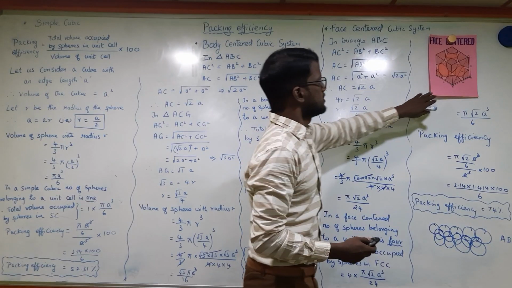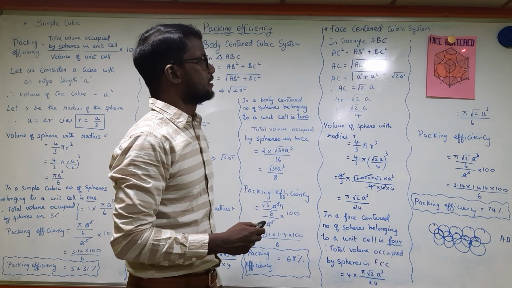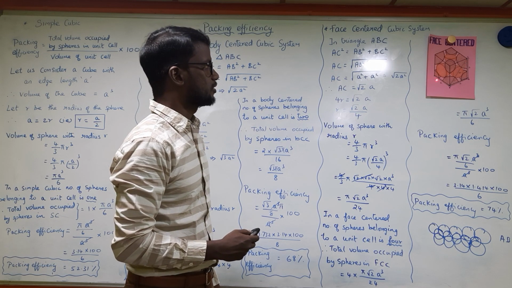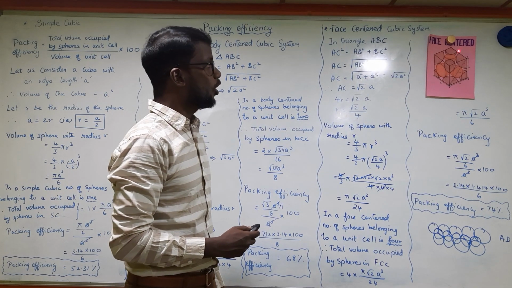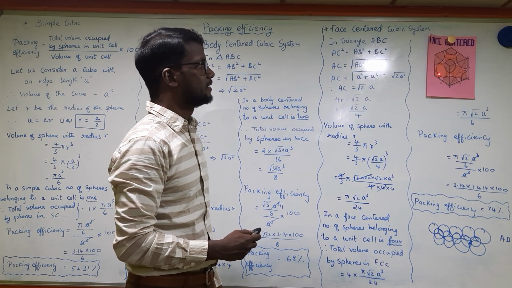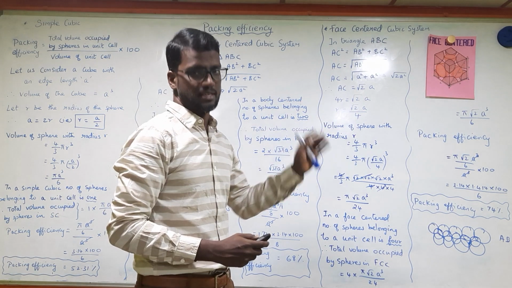First you will see the diagram here. Atoms in the corner do not touch each other, you can see the space in between. But all the atoms in the corner do touch the atom in the face center. So you can see the 3-dimensional picture. They touch the atom in the face.